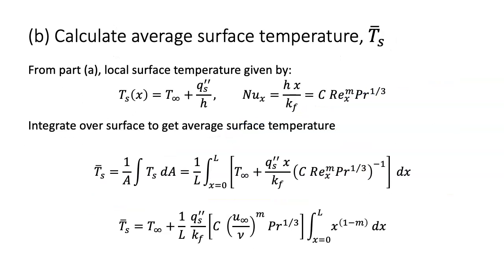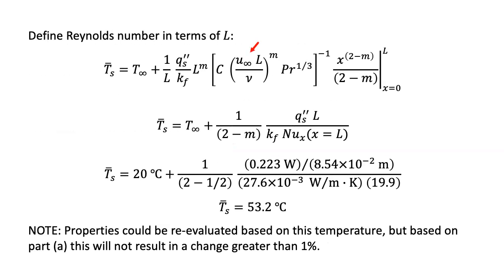For part B, to calculate the area average surface temperature, we integrate the surface temperature over the surface and divide by the area. Substituting in the equation from part A and our Nusselt number correlation, we begin our integration by noting that for a two-dimensional flow, we only need to integrate in the x direction. Making sure to include the definition of Reynolds number that includes x, redefining Reynolds number in terms of L, and integrating, we get the result shown. Plugging in values, we get an average surface temperature of 53 degrees Celsius.